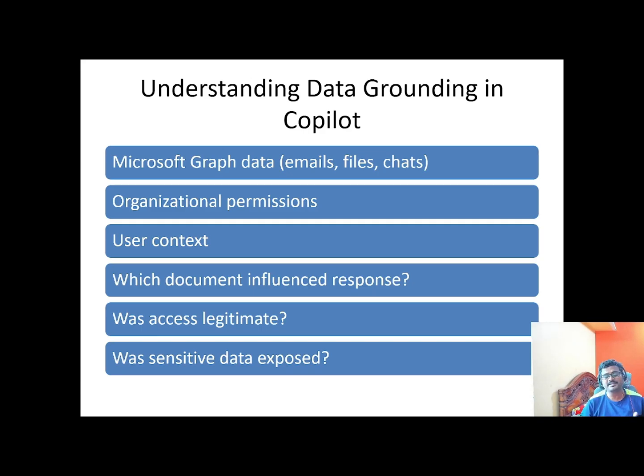But for investigation purposes, you need to understand where this response is coming from. Is it coming from Microsoft Graph data like emails, files, chats, organizational permissions, like I spoke about, the file which is being opened up for everyone, where it needs the user context? Or it's just a normal regular prompt, and it went to the public site to get that response to you.